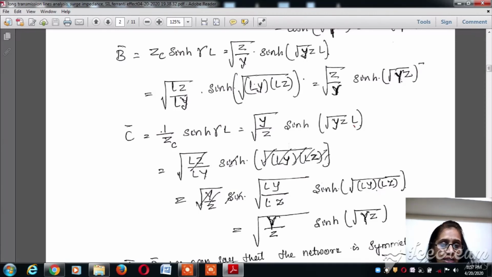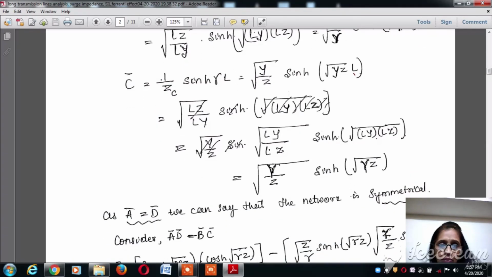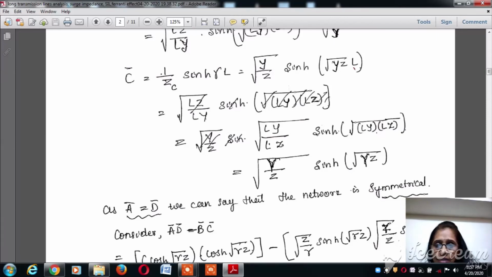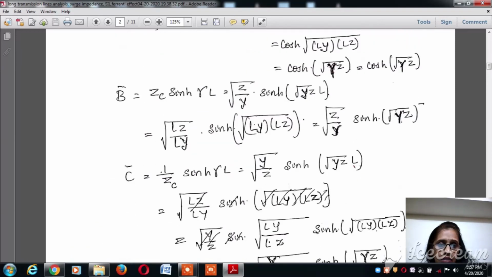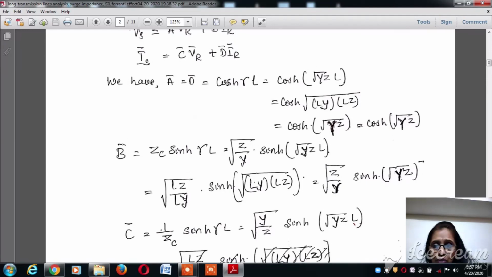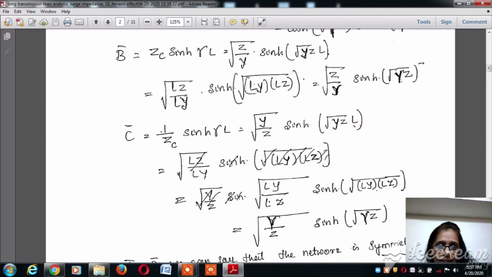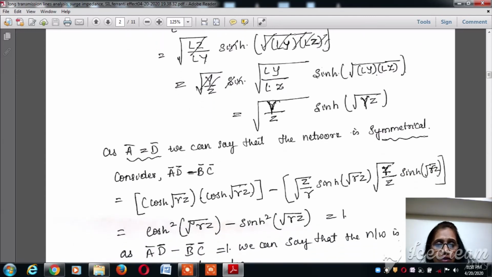Now C is equal to 1 over Zc into sinh(γL), which we have got by comparing the equations. Square root of Y by Z into sinh of square root of YZ into L, by substituting for γ and Zc. Simplifying this equation, we get C equal to square root of Y divided by Z into sinh of square root of YZ. So A is equal to D, because we got the symmetrical equation. The value of A is equal to D, that is cosh of square root of YZ. If A is equal to D, then it shows that the network is symmetrical.